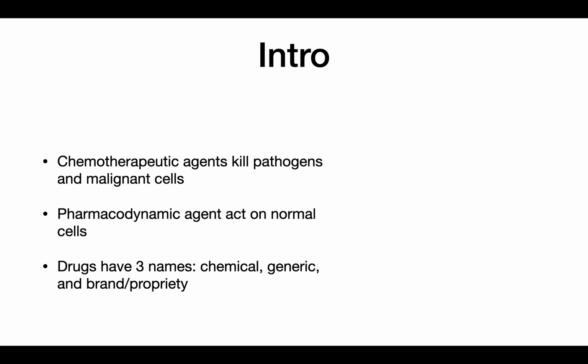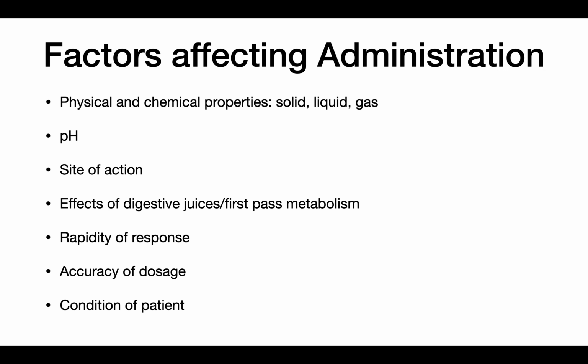Chemotherapeutic agents are defined as drugs that kill pathogens and malignant cells, while pharmacodynamic agents act on normal cells. So these would be insulin medication, high blood pressure medication, and the like. Drugs have three names: the chemical, the generic, and the brand or proprietary names.